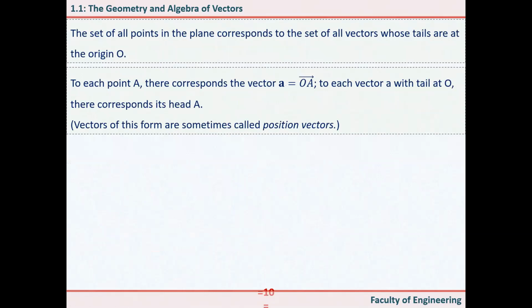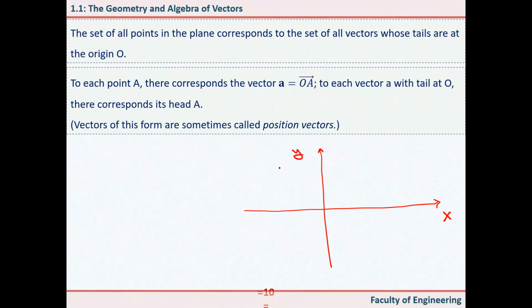So the set of all points in the plane corresponds to the set of all vectors whose tails are at the origin. When we talk about geometry, we have three important things: number one is point, second is line, third is plane. Let's say that's our Cartesian plane, and this one is the x-axis and this one is the y-axis.